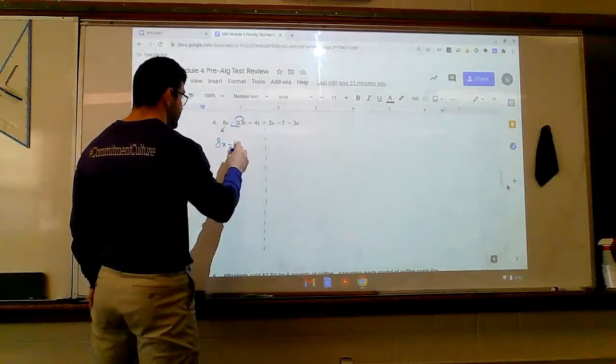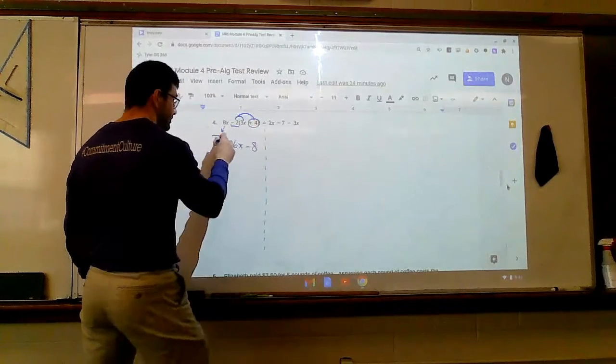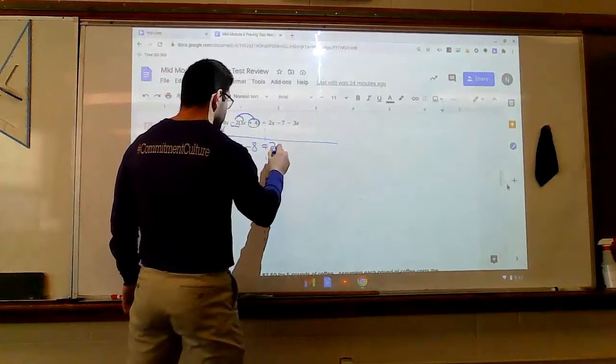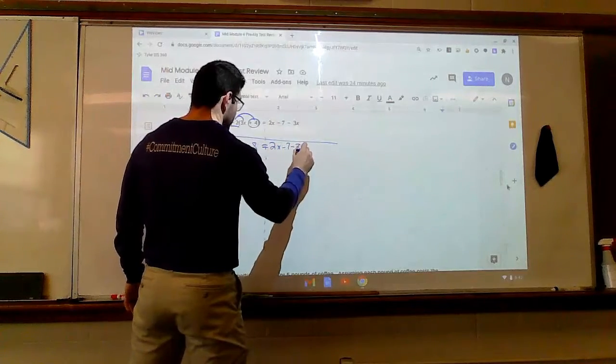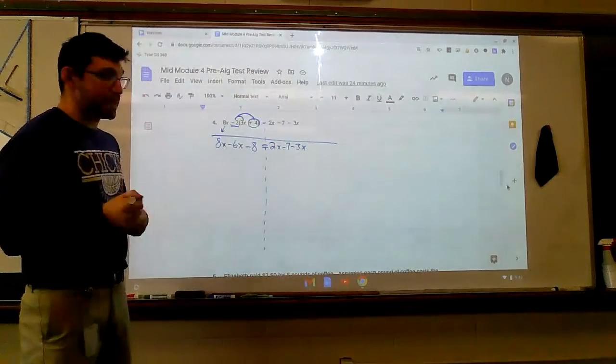Negative 2 times 3x is negative 6x. Negative 2 times positive 4 is negative 8. 2x minus 7 minus 3x. Okay. Step 3, combine like terms on the same side.